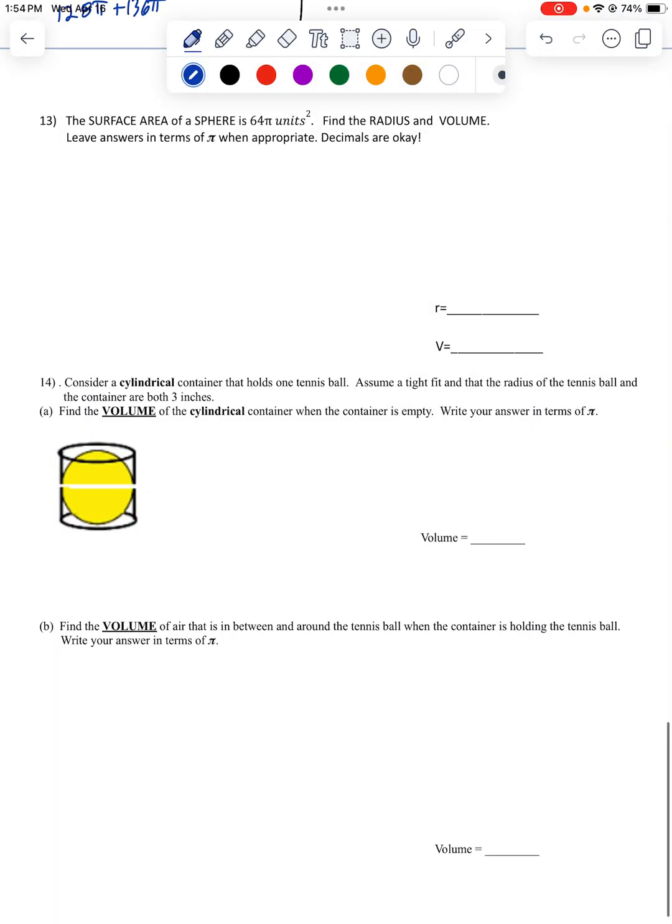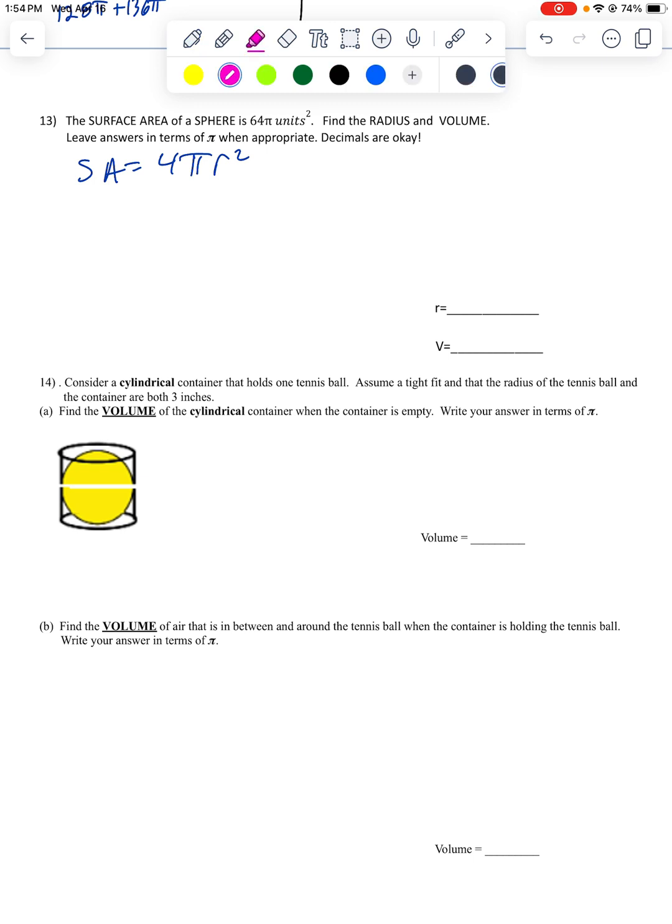Surface area of a sphere, number 13. Surface area of a sphere is 64 units squared. Find the radius and the volume. Leave your answer in terms of pi. Decimals are okay. All right, to find the surface area of a sphere, it's 4 pi r squared.